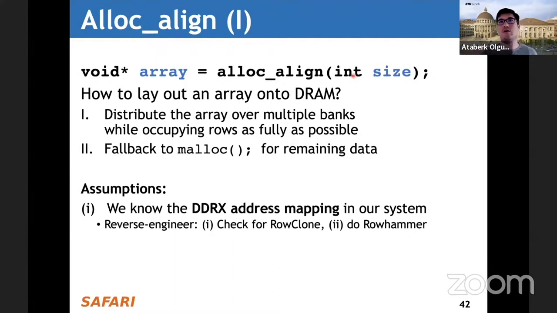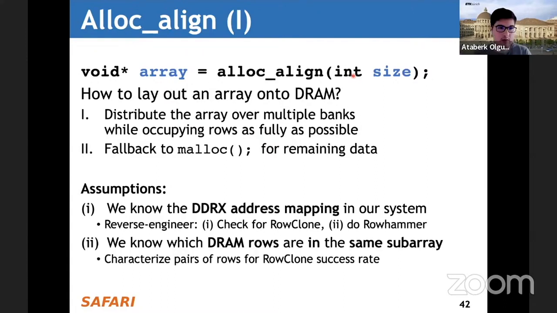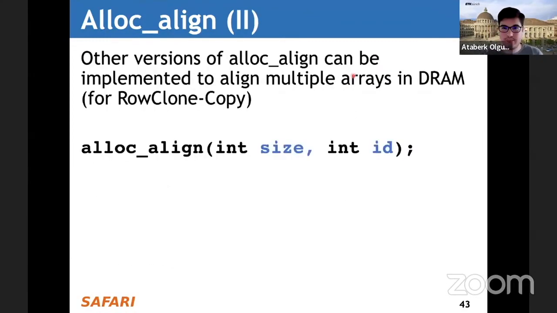And to further decode the address scheme, we can use RowHammer attacks to find the neighboring rows to a DRAM row. And there are other techniques that we can use to reverse engineer DRAM mapping. And the second assumption is based on the first assumption. Basically, we know which DRAM rows are in the same subarray, and we can do this by, again, checking for row clone success rate, which I described in the previous assumption.